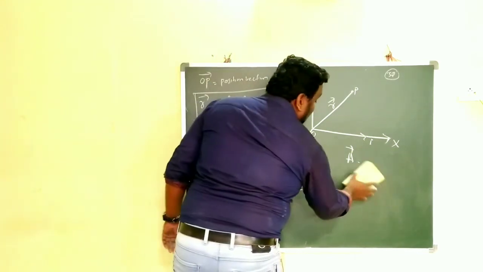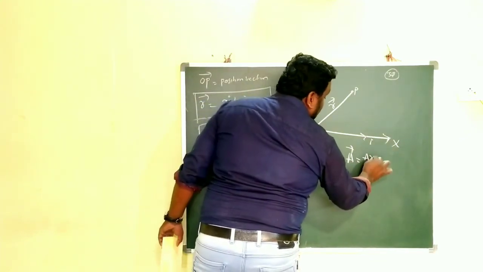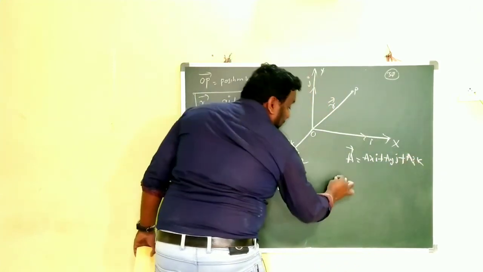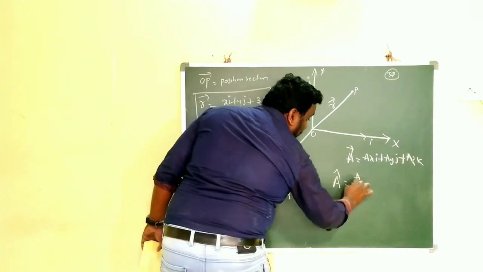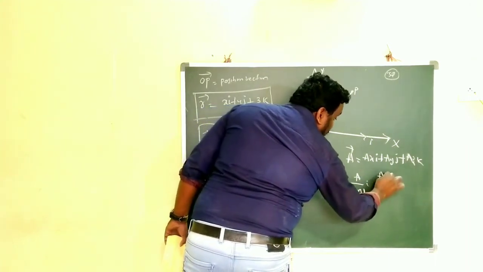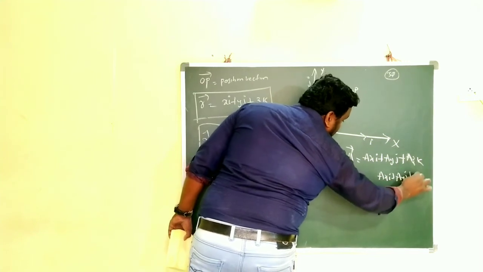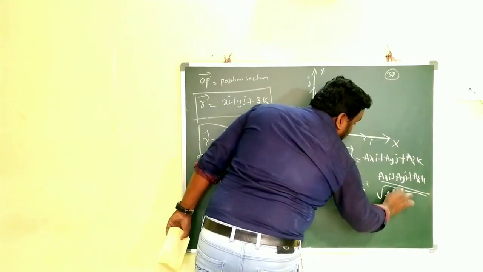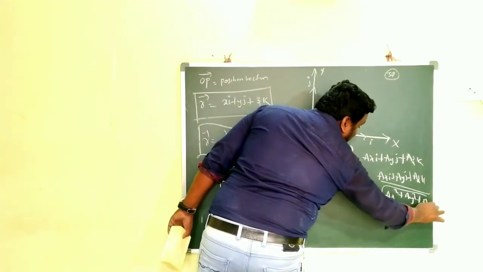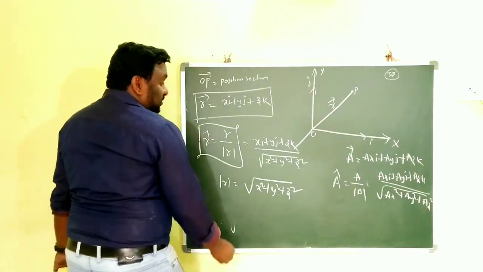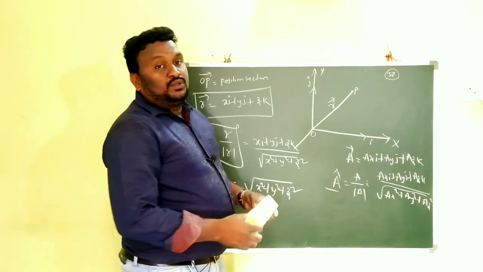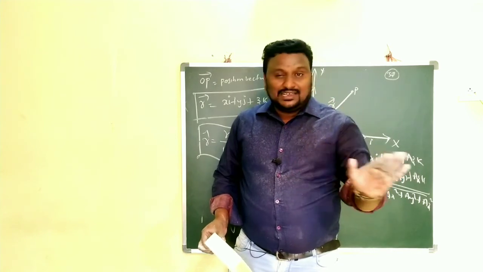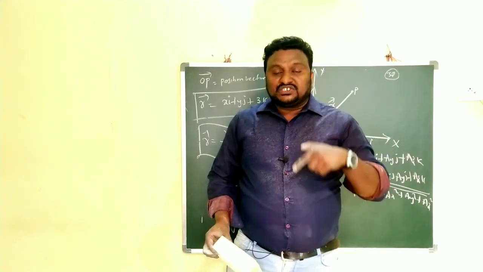For example, here I am taking A equals Axi plus Ayj plus Azk. Then the unit vector of A is what? A by mod of A. That means Axi plus Ayj plus Azk divided by the square root of Ax square plus Ay square plus Az square. Clear? This is the unit vector. The vector which has magnitude equal to 1 is what we call a unit vector. If you write a cap over a letter, that represents the unit vector.